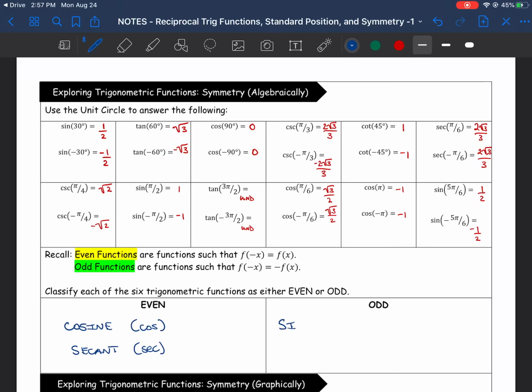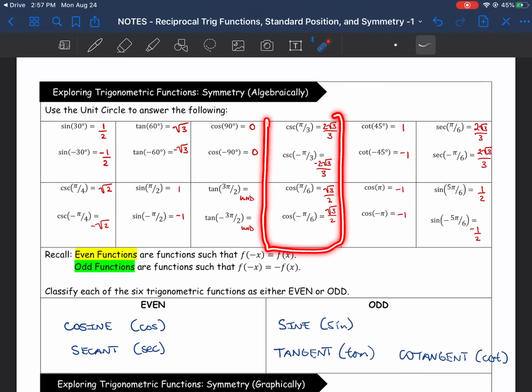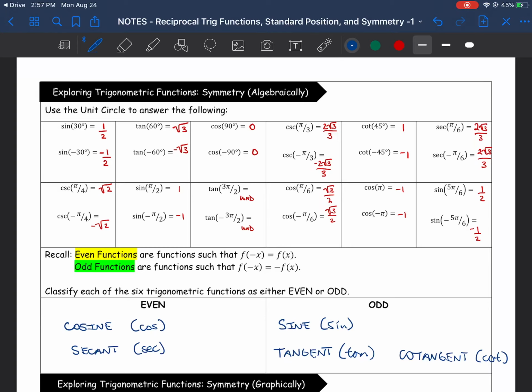So far we have the sine, we have the tangent, see if we can find any others. Well, if I look at the cotangent of 45 degrees, it is positive 1, but the cotangent of negative 45 degrees is negative 1. So we also have the cotangent. And let's look at the cosecant, because we haven't taken a look at cosecant yet. Well, the cosecant of pi over 3 is 2 root 3 over 3. Cosecant of negative pi over 3 is negative 2 root 3 over 3. So the cosecant would also be odd.